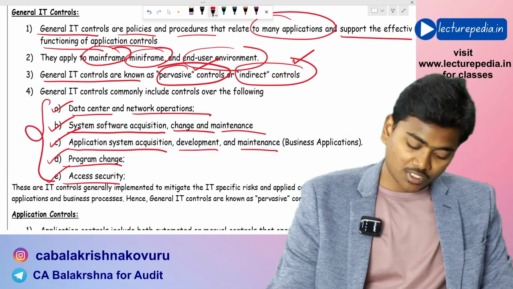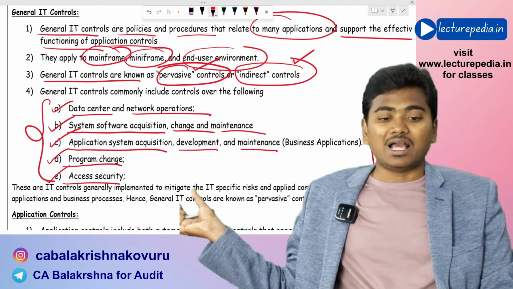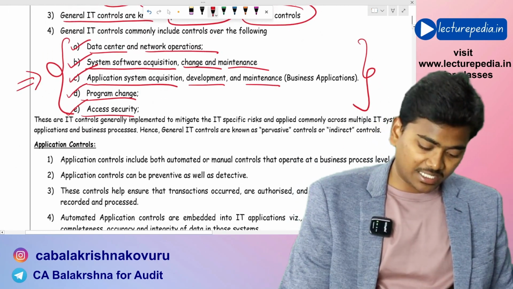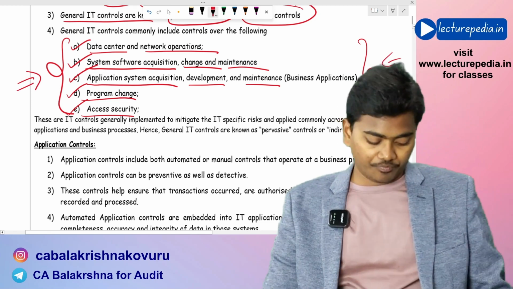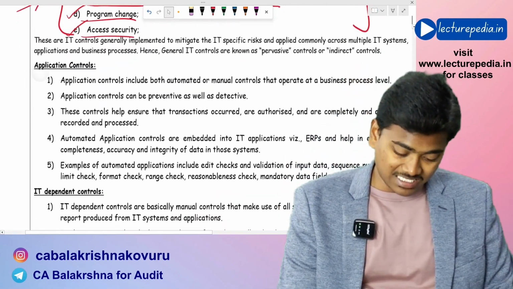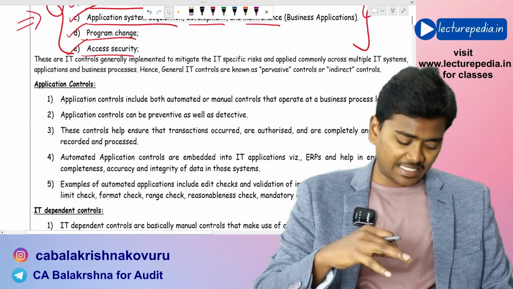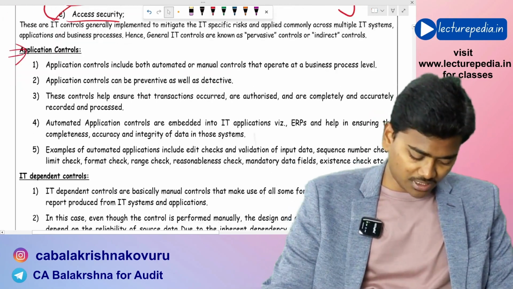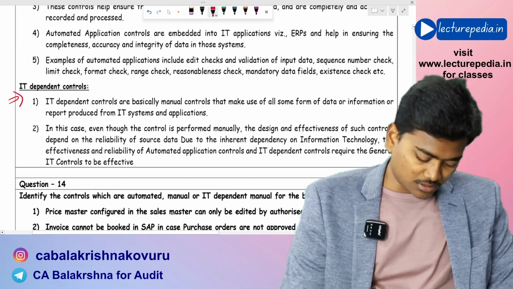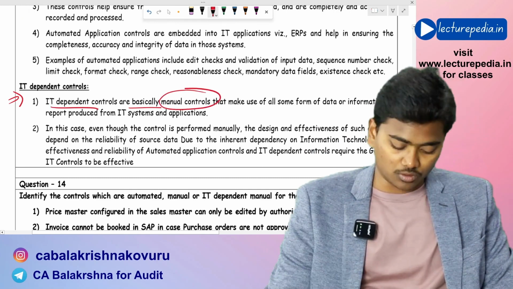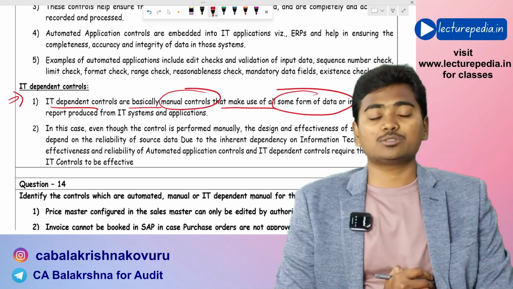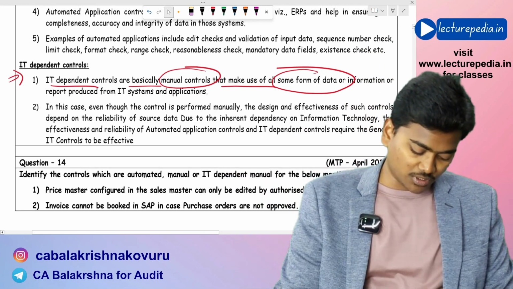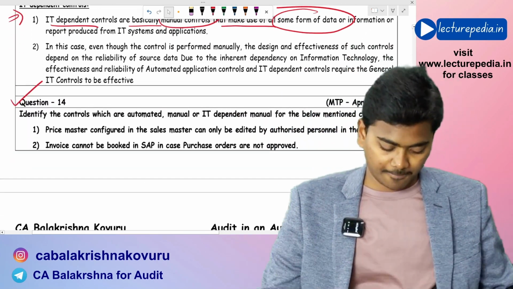General IT controls include control over the following aspects. I have explained them in the revision video. If you want, you can also watch the revision video to quickly revise the entire concept. And application control we have covered in one of the questions. IT dependent controls are basically manual controls that make use of some form of data that has been generated by the information technology. Examples of general IT controls we will see in the next question, where there are certain examples.